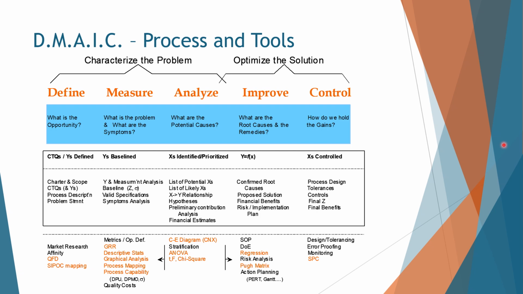When it comes to improve, you're going to have confirmed root causes, proposed solutions, financial benefits, and the risk implementation plan. Lastly, you have control. This is where you have the process design, your tolerances, your controls, your final Z, and the final benefits. More on that in future slides.